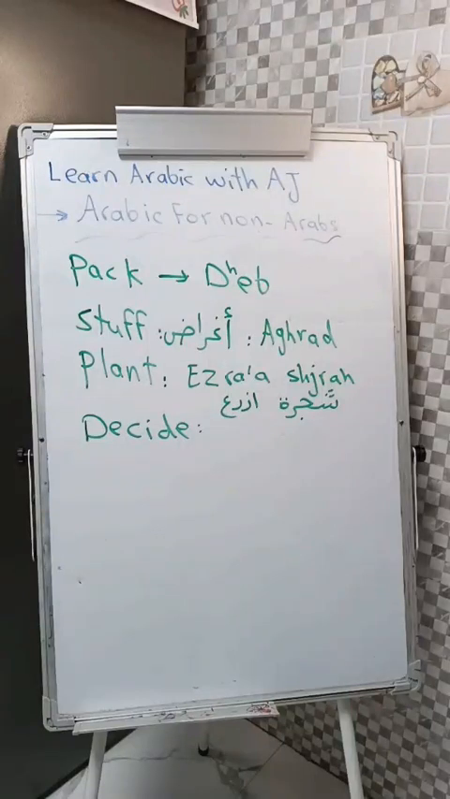Okay, so بدي ازرع شجرة. I want to plant a tree. بدي ازرع طماطم. I want to plant tomatoes. بدي ازرع anything. It depends on what you want to plant.